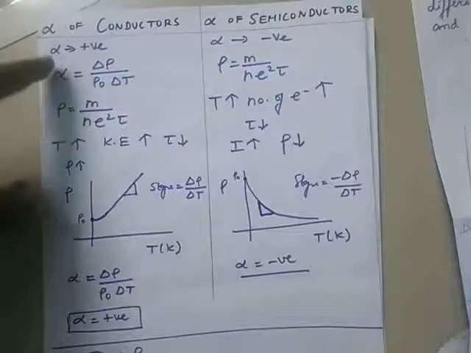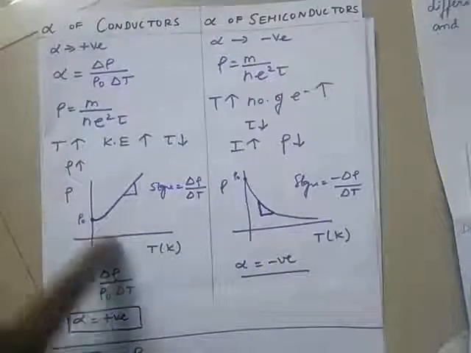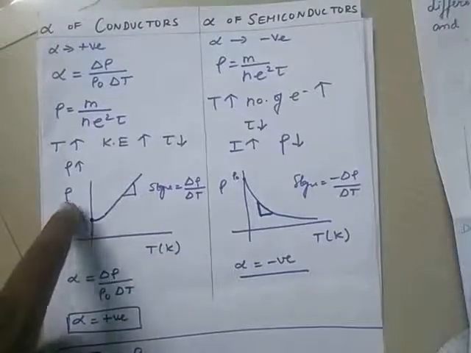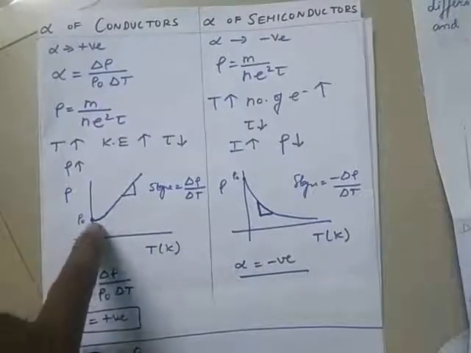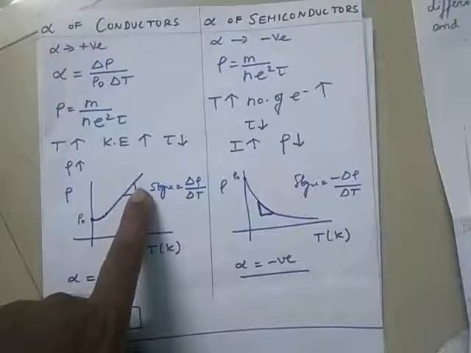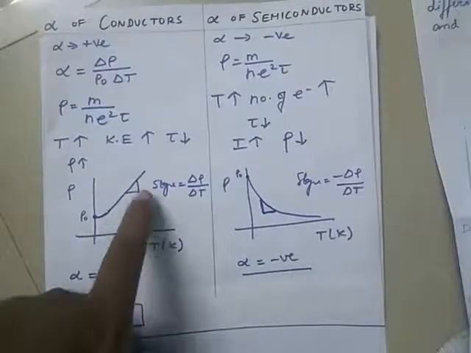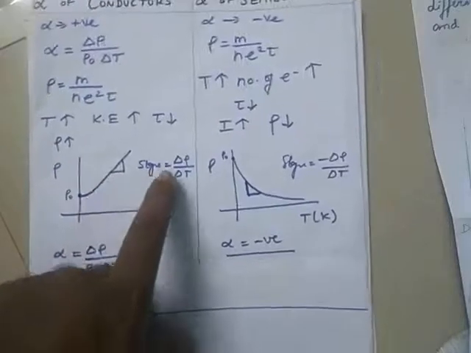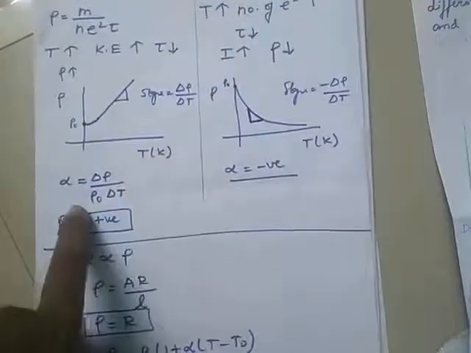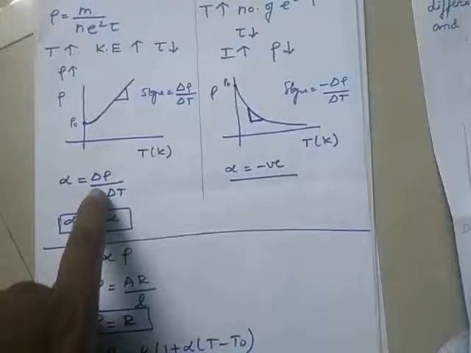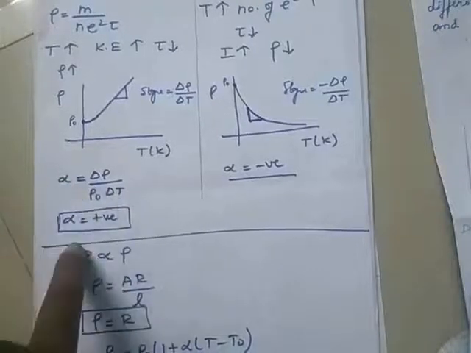Okay, then we draw a graph of temperature versus resistivity. Here for a conductor the graph is a straight line over a large temperature range. Considering the slope, we get a positive slope. We know very well α = Δρ / (ΔT ρ_0). This is the slope with a positive value, so α is also positive.